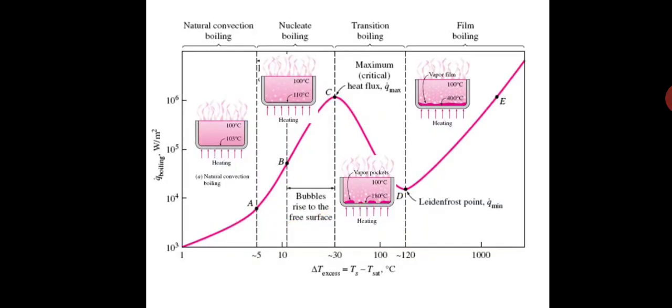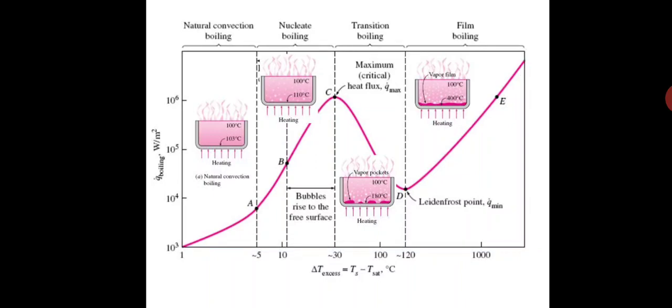Then you can see the detailed boiling curve plot here. As I already mentioned, A to B, B to C, C to D, D to E are the main regions. Up to A, it is natural convection boiling, where, as I already told, bubbles do not form on the heating surface until the liquid is heated a few degrees above the saturation temperature. The liquid is slightly superheated in this case, a metastable state.